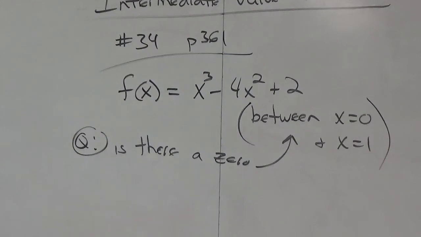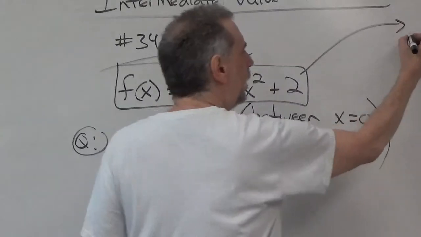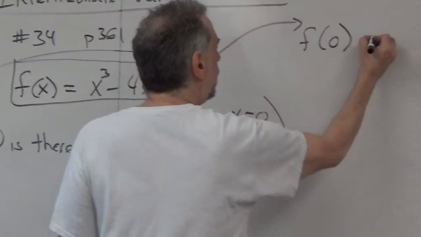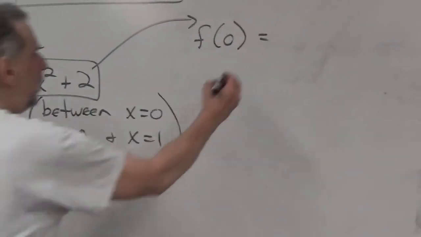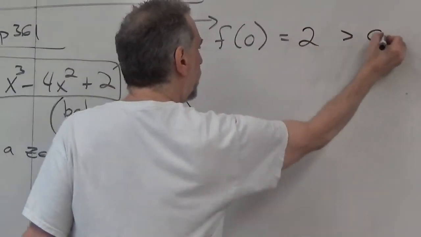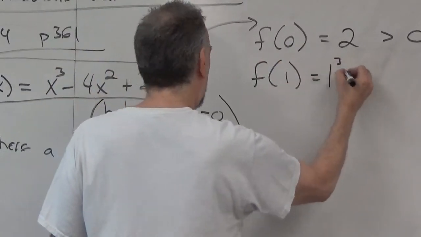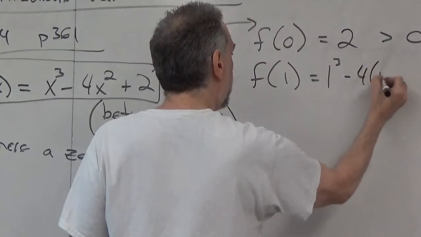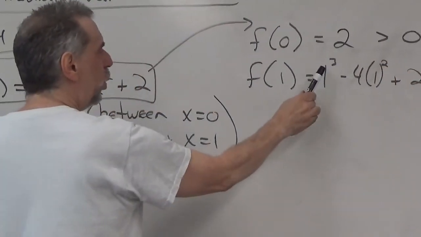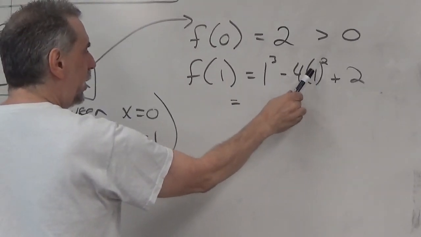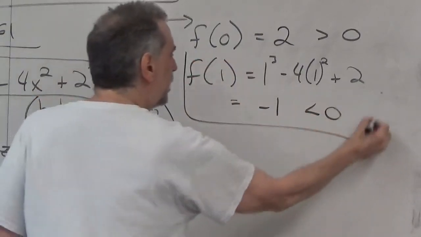So all you do is you take the function and you evaluate it at those two values. So you put f of 0 in, very easily 0, 0, 2. All right, we know that's greater than 0. And then we look at f of 1, which is going to be 1 cubed minus 4 times 1 squared plus 2. So we get 1 minus 4 is negative 3. Negative 3 plus 2 is negative 1. So that's less than 0.